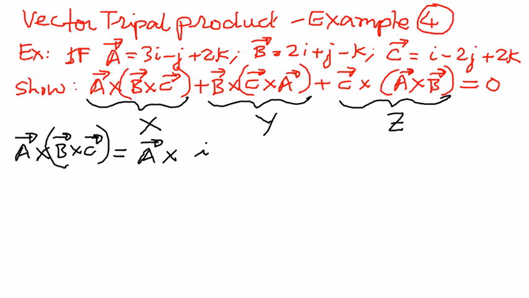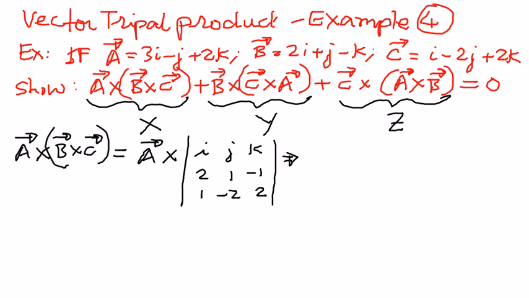The way to do that is we're going to use determinants to simplify that. So we have i, j, k, and for vector B, the components are 2i plus j minus k, so we write the coefficients: 2 for i, 1 for j, negative 1 for k. For C, the coefficient of i is 1, of j is negative 2, and of k is 2.